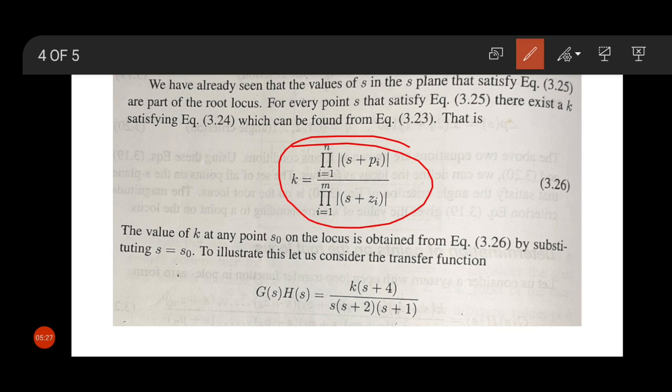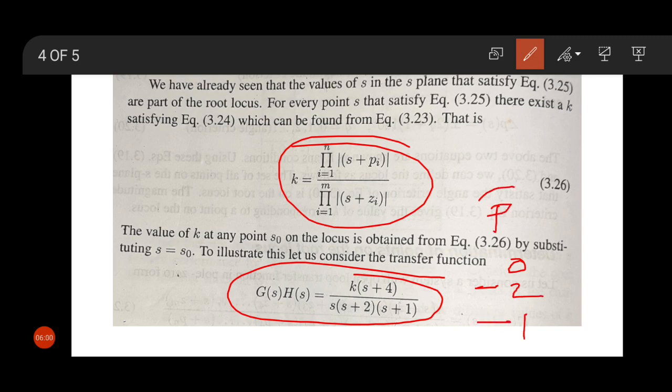Let me take an example to illustrate this. Let us consider the open loop transfer function G(s)H(s) equal to K times (s+4) divided by s times (s+2) times (s+1). In this equation there are 3 poles and 1 zero. The poles are 0, minus 2, minus 1, and the zero is minus 4.